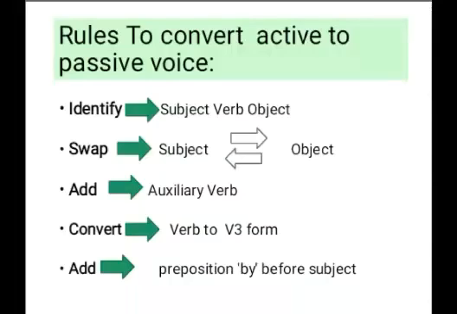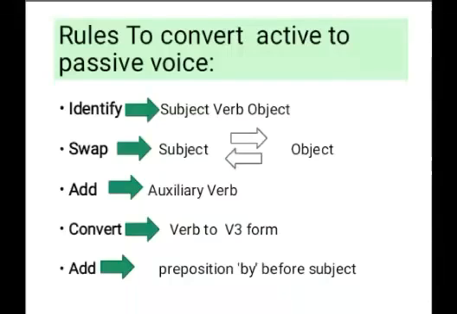Now let's go ahead. There are 5 simple steps to convert active voice to passive. Step 1 is to identify. So what is there to identify? To identify SVO, subject, verb, object. Step 2 is swap. Swap means to replace, to exchange. Swap subject with object and object with subject.